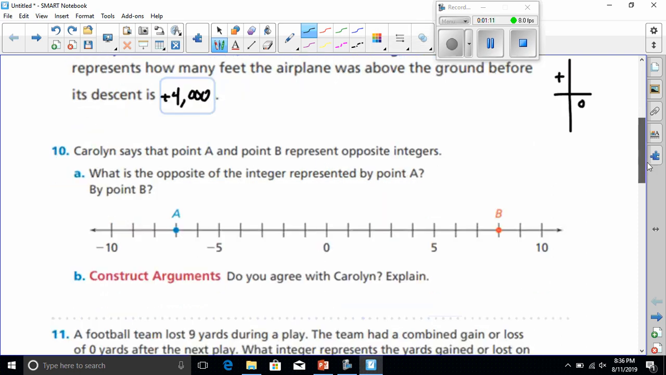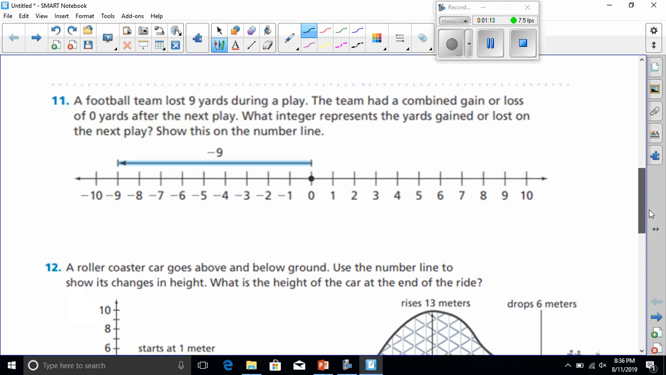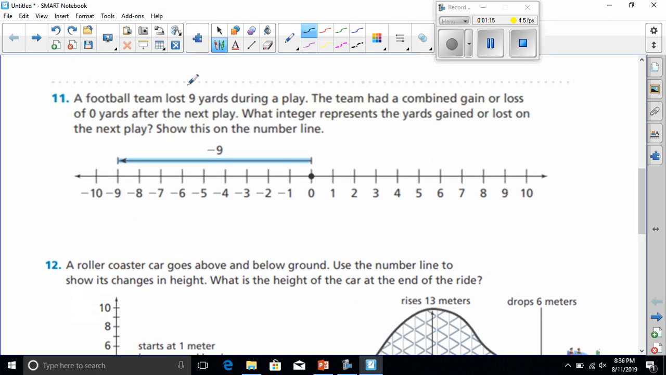Going to number 11. A football team lost 9 yards during a play. The team had a combined gain or loss of 0 yards after the next play. What integer represents the yards gained or lost on the next play? Now notice it says gained or lost this time. They're looking at distance, and that's always a positive number.